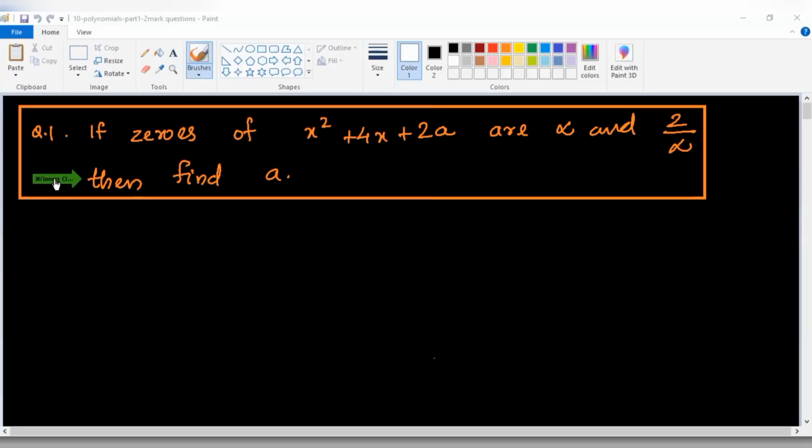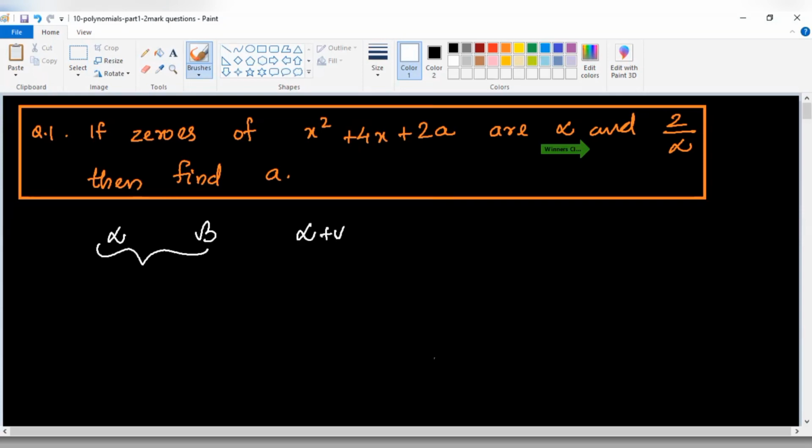This is our first question. If zeros of x square plus 4x plus 2a are alpha and 2 by alpha, then find a. See, here the zeros are given as alpha and 2 by alpha. We know the product of the zeros. Normally we take alpha, beta as the zeros.